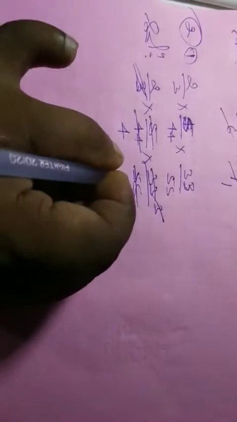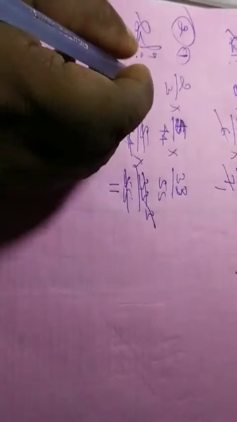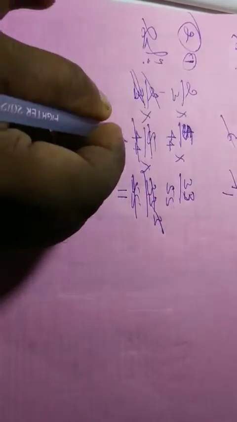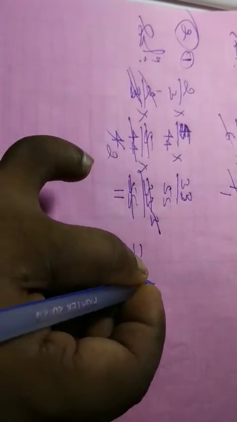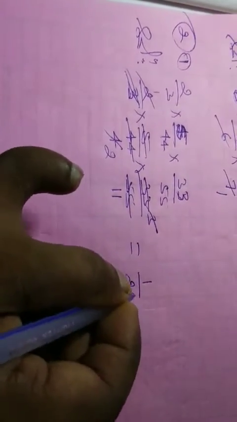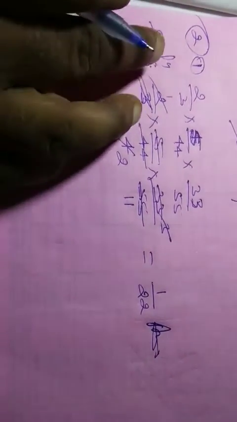3 3s cancel. 5 11s are 55. 2 1s are 2, 2 2s are 4. 1 by 22, answer. 11 2s are 22. 1 into 1 into 1.